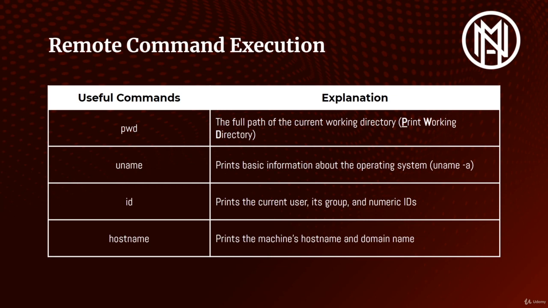So these are the 4 commands that I typically use. There's pwd, which prints the working directory, whatever directory the application is hosted in. The uname command, I usually use uname -a. This gives you basic information about the operating system. The id command tells you about the user, what group they're in, what user you are, and the numeric ID. And last but not least, hostname, which prints the machine's host name and domain name within the DNS, and tells you the application's host name that's given to the operating system.